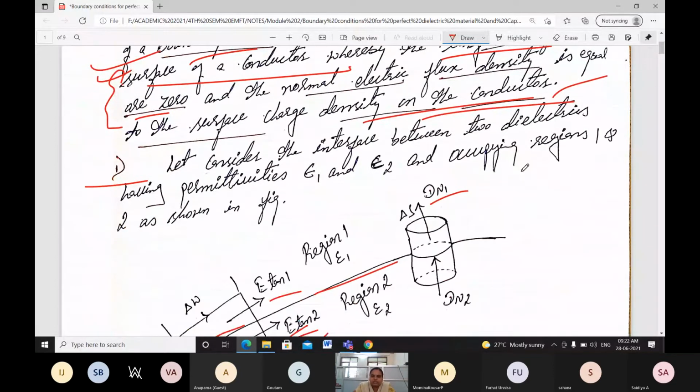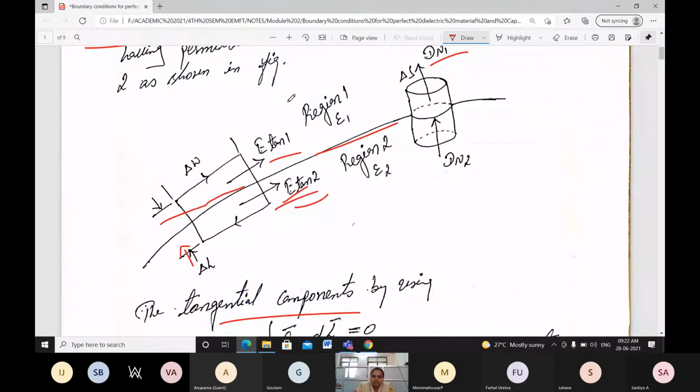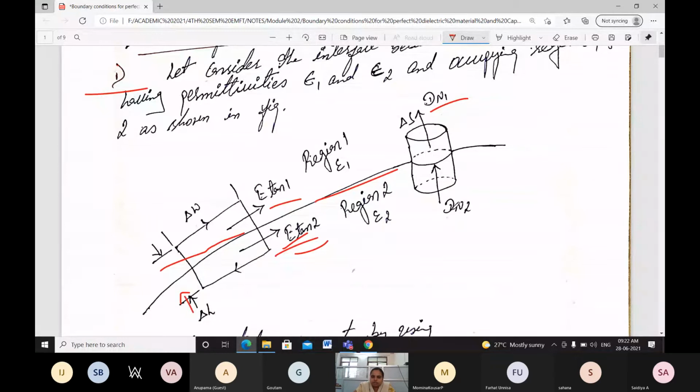Next we'll consider the first case, where the two regions are dielectrics having permittivities epsilon 1 and epsilon 2, occupying region 1 and region 2. This diagram shows a small object with a height of delta h and a width of delta w, with different electric fields, E tan 1 and E tan 2, in region 1 with epsilon 1 and region 2 with epsilon 2. Then one more circular object is taken, with surface area delta s, with flux densities Dn1 and, across the region, Dn2.